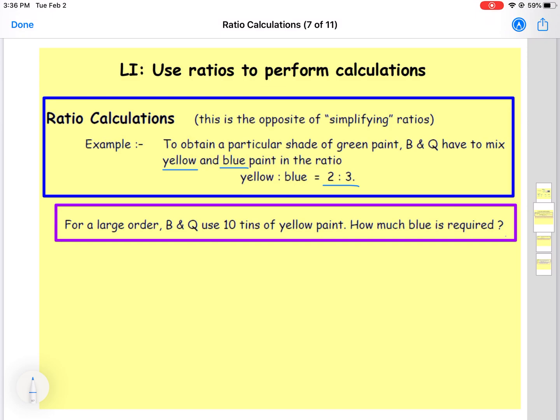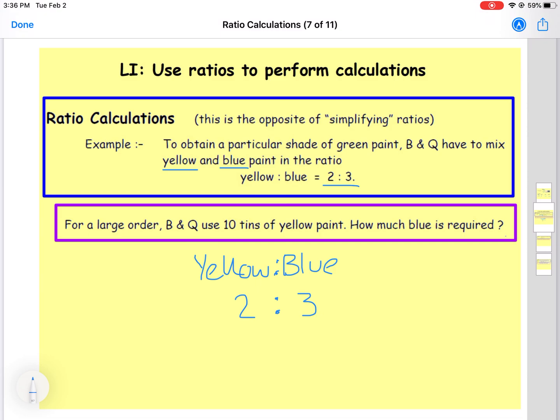So our question and our task is in the purple box. For a larger order, B&Q used 10 tins of yellow. We want to work out how much blue they have to use. So I'm going to set this out in a little table. And the column headings are going to be yellow and blue. Okay, so the actual ratio ones that I've got. So it's yellow to blue, and I'm going to do this in a process. The ratio of yellow to blue is 2 to 3. So that's all of the information contained in the blue box.